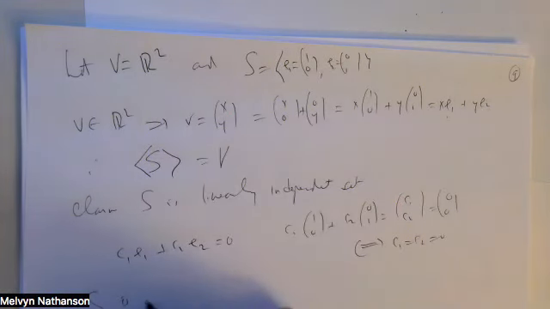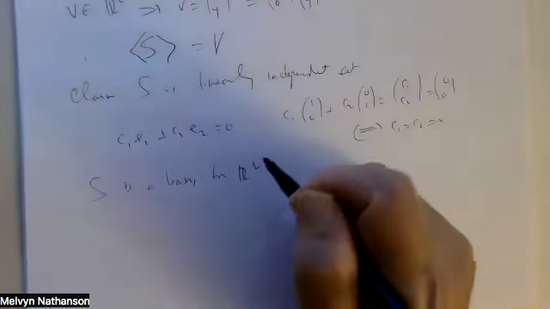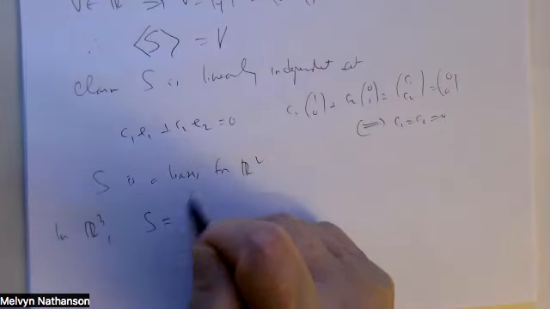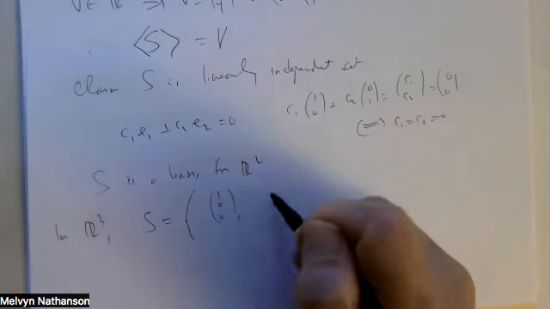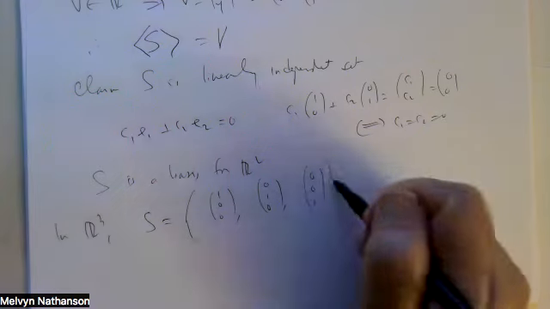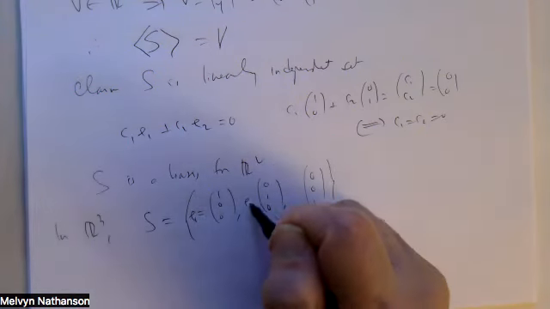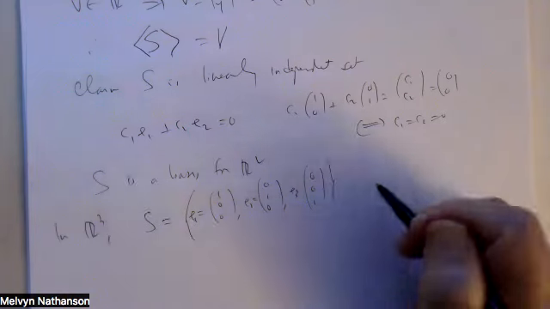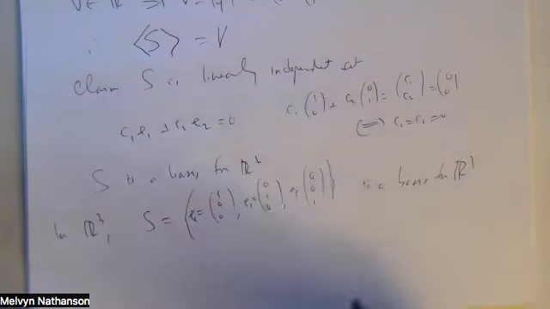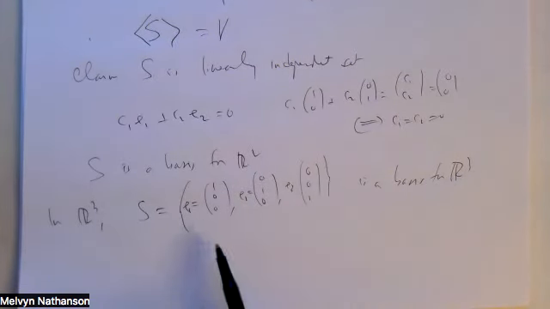So this S is a basis for R2. And in general, for example, in R3, let S be the set of vectors (1, 0, 0), (0, 1, 0), and (0, 0, 1). For this e1, this e2, this e3, this is a basis for R3. Because every vector in R3 is a linear combination of these three vectors.